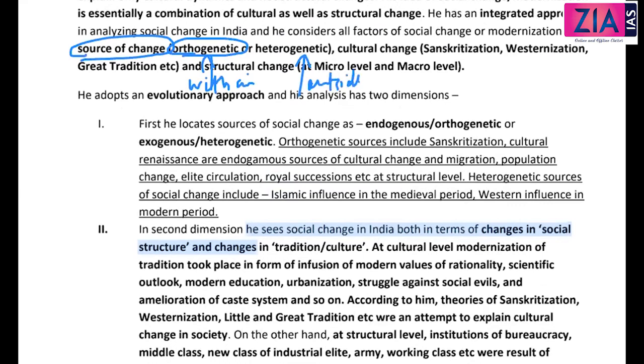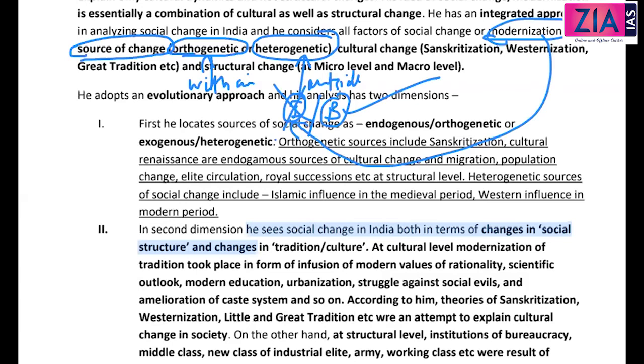So when I say heterogenetic, I can talk about change from outside, such as Islamic rule as well as the British rule. But this is not significant. This is more significant. Why? Because we are actually discussing modernization, but Islam doesn't have much modernization element.